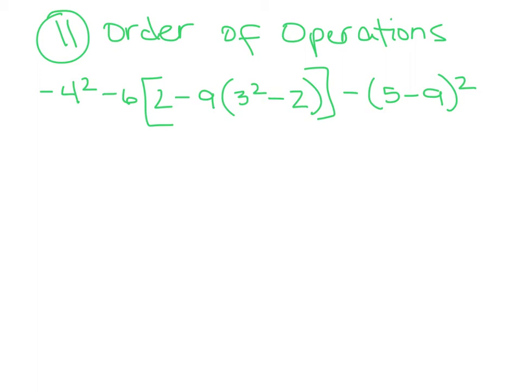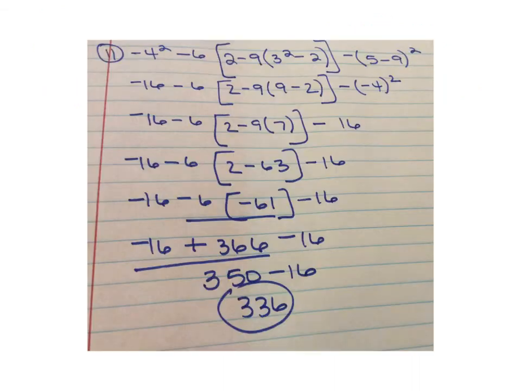Alright, here's problem number 11. Now we're going to start reviewing the cumulative material from the year. So number 11 is going to be an order of operations review. Okay, here's the answer to number 11.